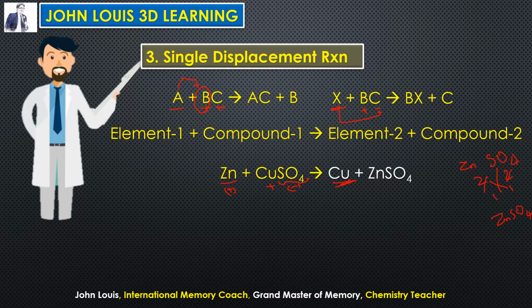Similarly, for copper sulfate, how do you get the formula? Copper 2 sulfate. Copper is Cu, sulfate is SO4. Copper valency is 2, sulfate valency is also 2. If you simplify, you get 1:1. Therefore, when you interchange, you get CuSO4.